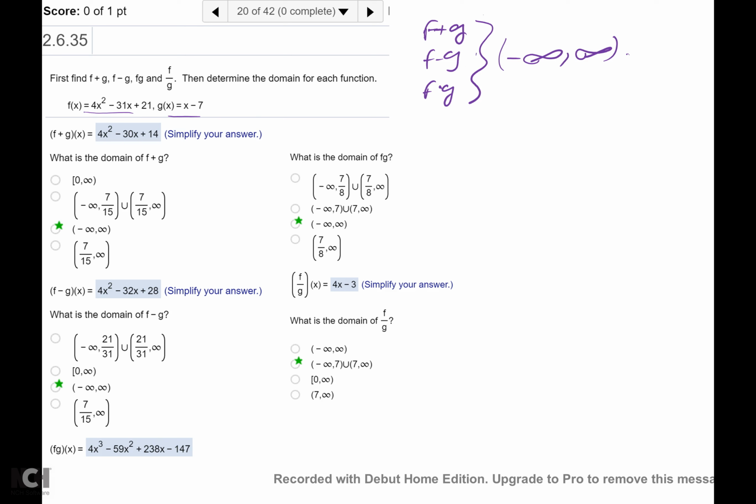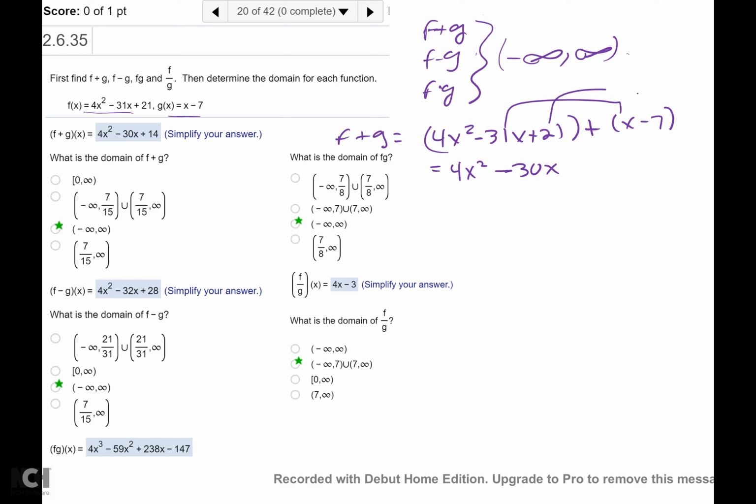All right, so to find f plus g, you take 4x squared minus 31x plus 21, and you add it to x minus 7. So really what you're going to do, this is f plus g, you're going to combine like terms. So that's going to be 4x squared, negative 31x plus x is going to be minus 30x. And a positive 21 take away 7 is going to be a positive 14. So there's your sum. Domain is all real numbers.